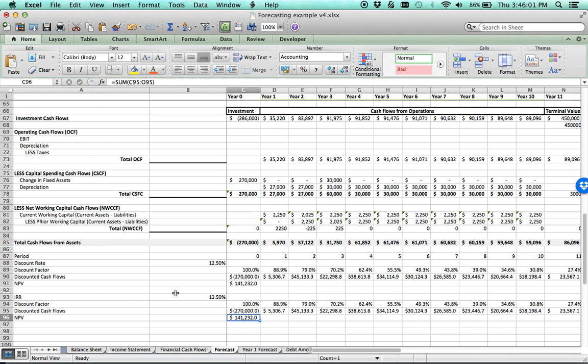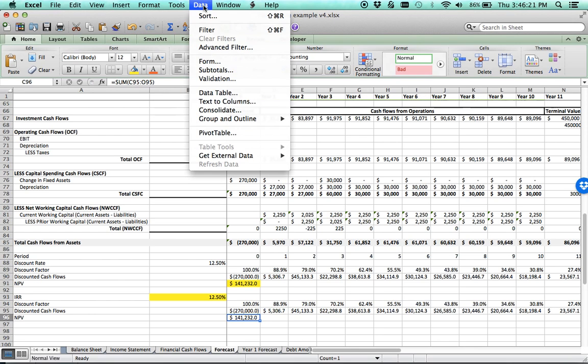So with an IRR, let's highlight that for the NPV, and we're going to highlight this. With the IRR, instead of solving for the net present value, you solve for the discount rate that will make the net present value equal to 0. So we'll use goal seek for that. Go over to the data tab.